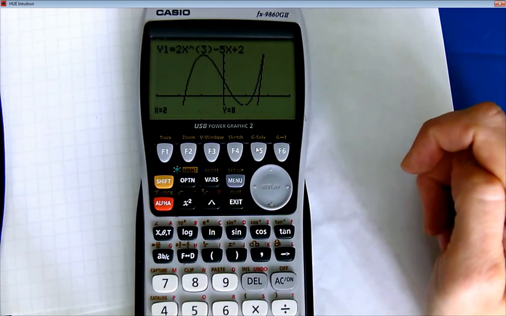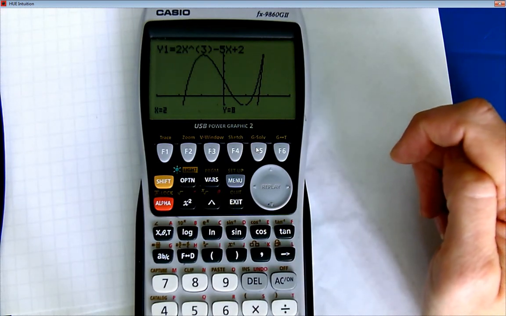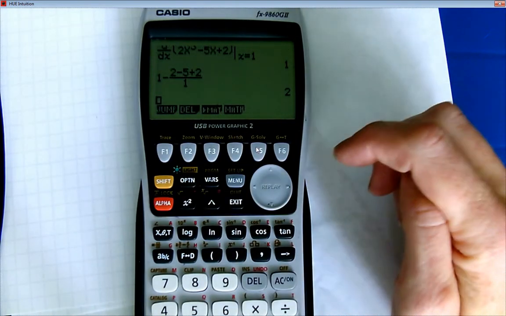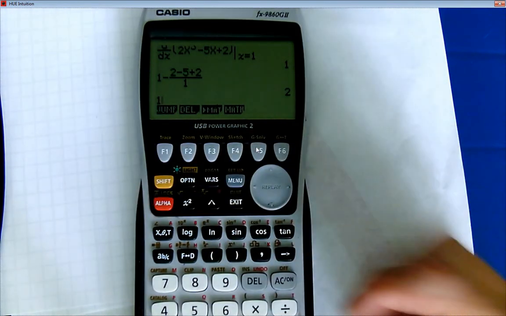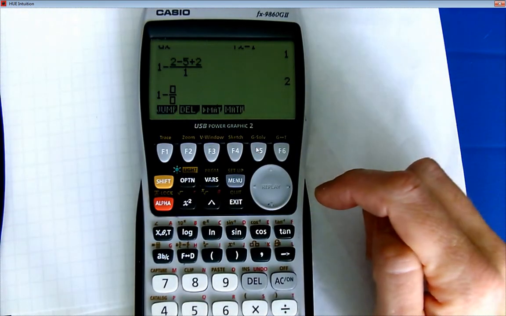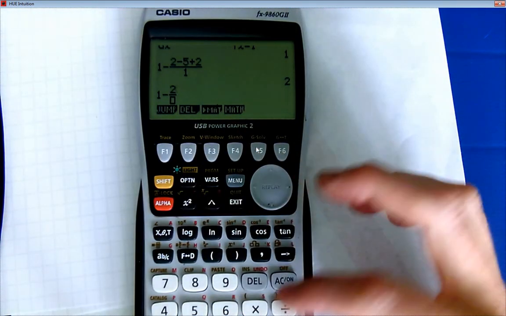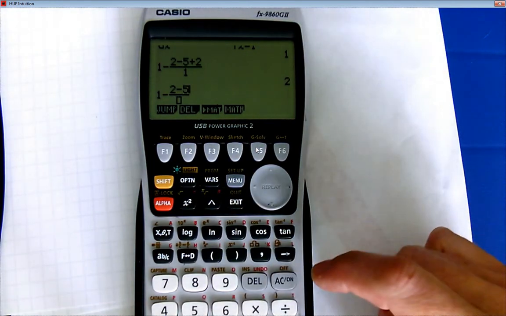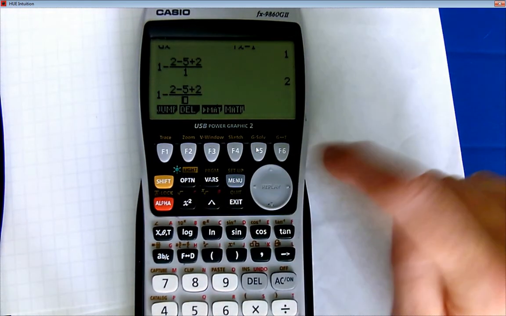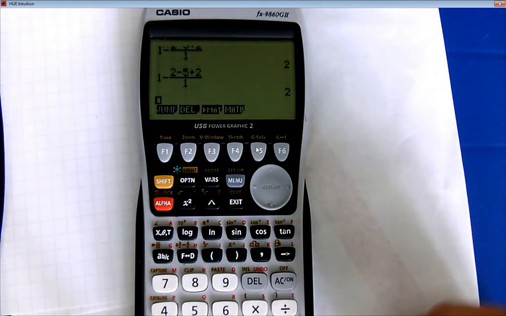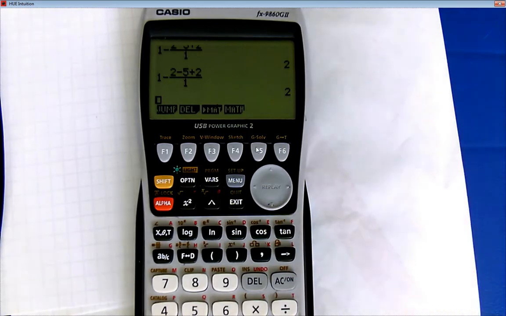We can also use the calculator to find out the next value of the iterate. So if I go back into run mode, I want to do x, which was 1, my starting value is 1, minus the function using x in it, so it was 2 times 1 cubed, minus 5 times 1 plus 2, divided by the gradient at 1. The gradient was just 1. That gives us the value of 2.